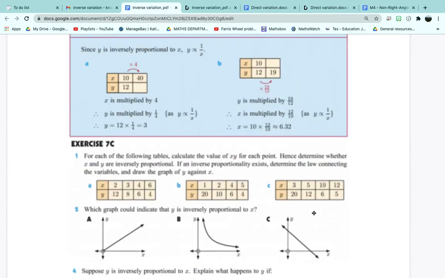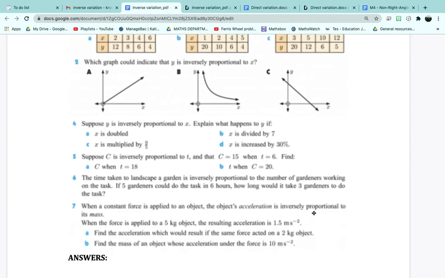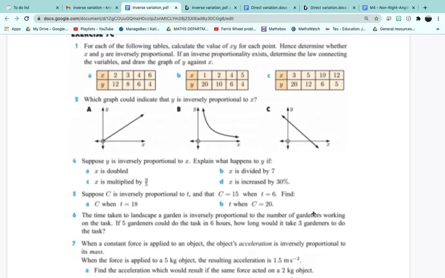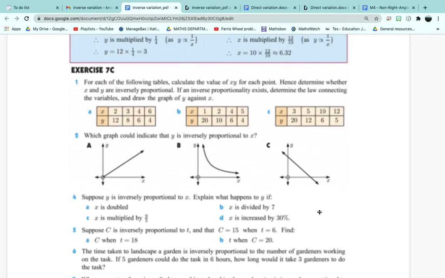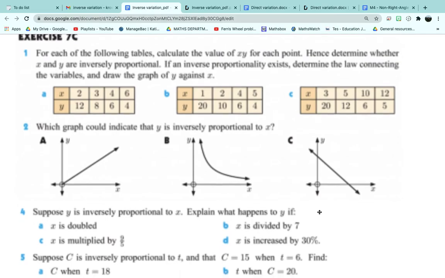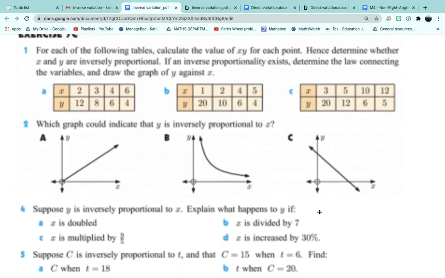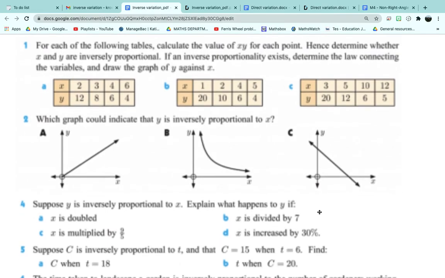Now, what I'd like you to do is have a go at some of these examples. I'd like you to pause the screen in a moment, and then later on I will give you some more questions.